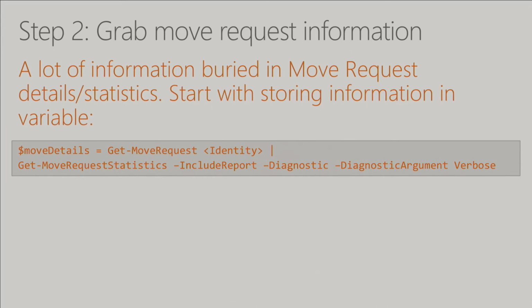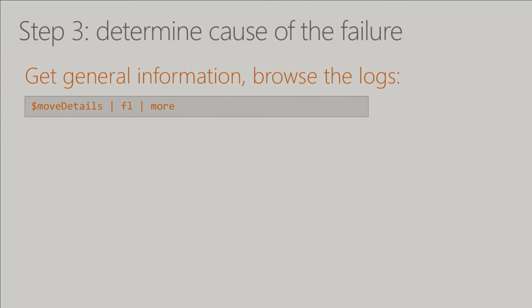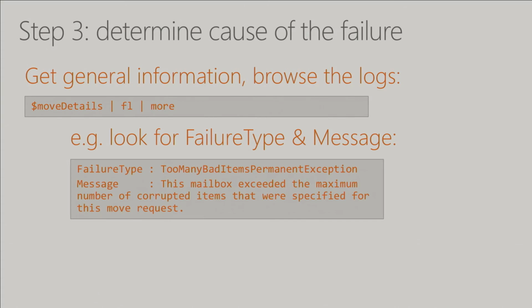In this scenario, we put it in a variable. And then you take a look at what's stored in that variable. Is there some useful information, something that could hint towards what is wrong with that mailbox move? For instance, the property failure type might actually tell you something. In this case, it says, too many bad items, permanent exception. It's a really long word, but it's self-explanatory.